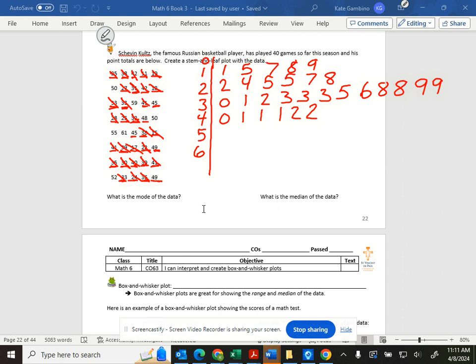No more 42s, no 43, no 44. I see a 45. I see another 45. No 46, no 47, but I do see a 48. I see a 49 and another 49.